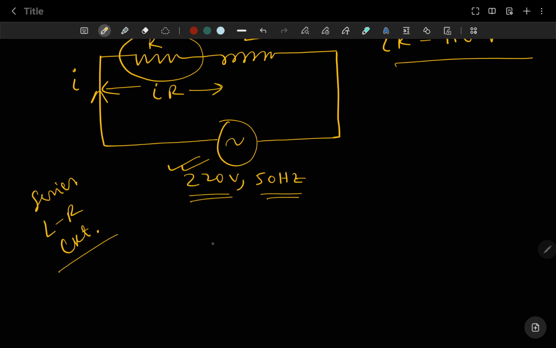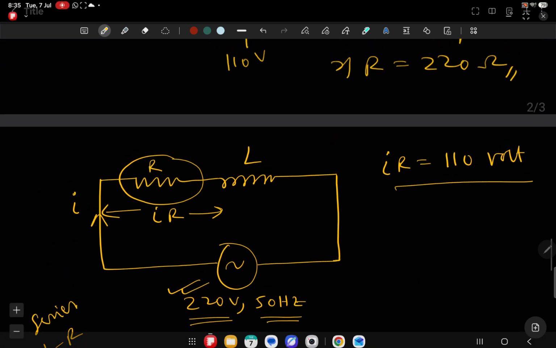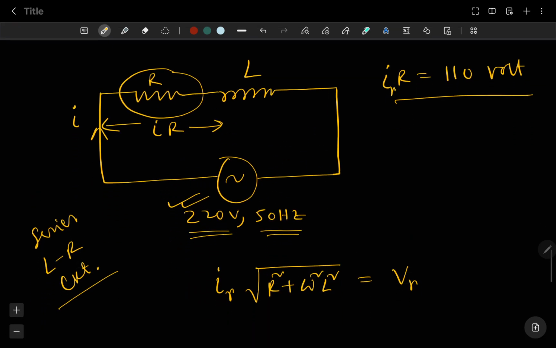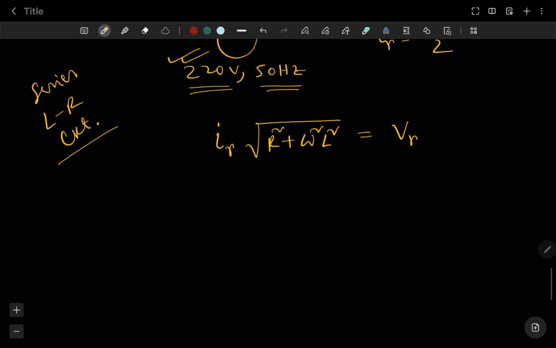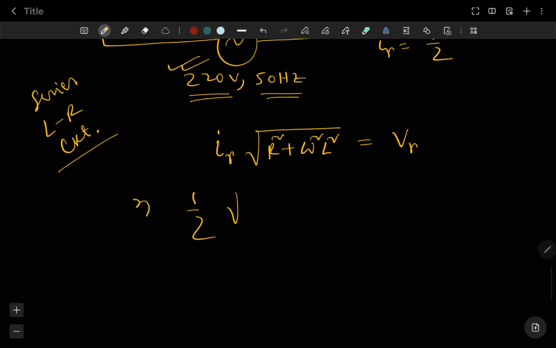Fine. So now we know this is clearly a series LR circuit. In a series LR circuit, I into Z, where Z is the magnitude of the impedance of the circuit, root over R square plus omega square L square, equals the source voltage. So I can be calculated from here. This is basically I into R, so I into 220 will be half. So half is root over R square plus omega square L square, where omega is 2 pi f, so it will be 4 pi square f square L square.